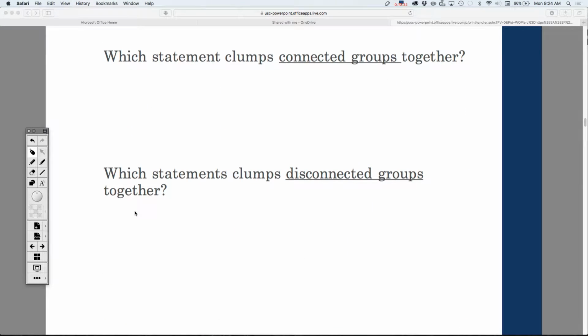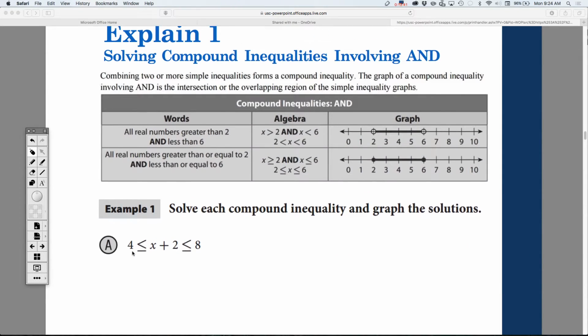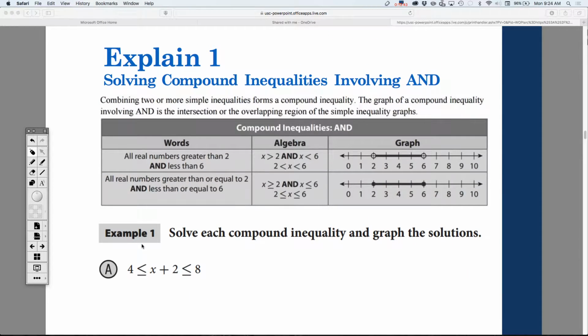Okay, which statement clumps connected groups together? Is that "and" or "or"? "And". Which statement clumps disconnected then? "Or". All right.